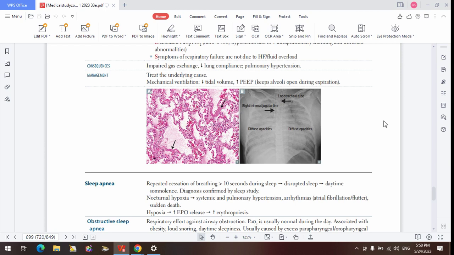You guys already know the obstructive pattern. How many obstructive patterns do we have? Asthma, COPD, chronic bronchitis, emphysema, and bronchiectasis. So those are the four. Anything outside those is restrictive. ARDS is restrictive.